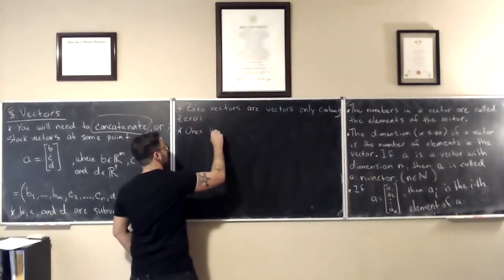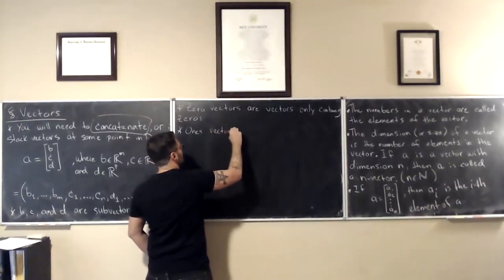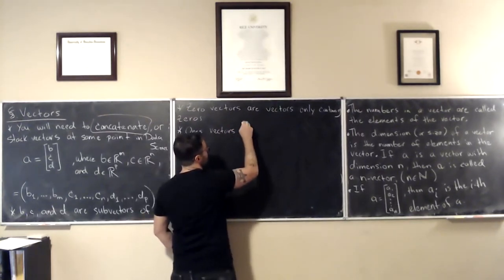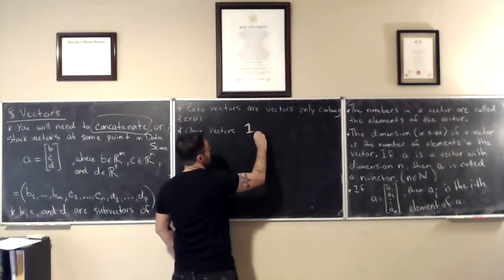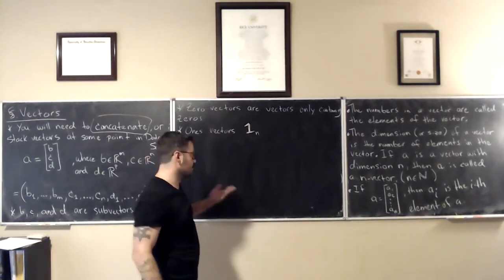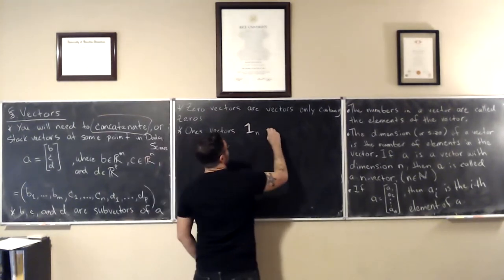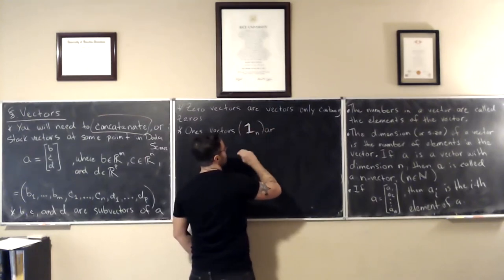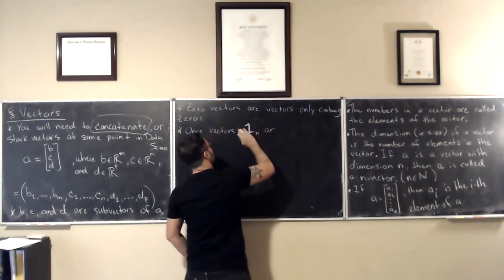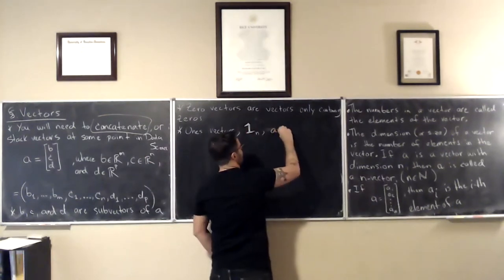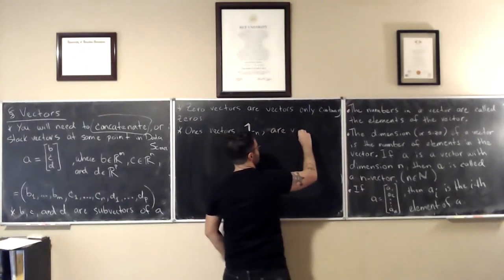Ones vectors. So typically the big one, like that, and an n there to represent n-dimensional. So n ones basically. So they're written like that. Okay, so these are vectors containing only ones.